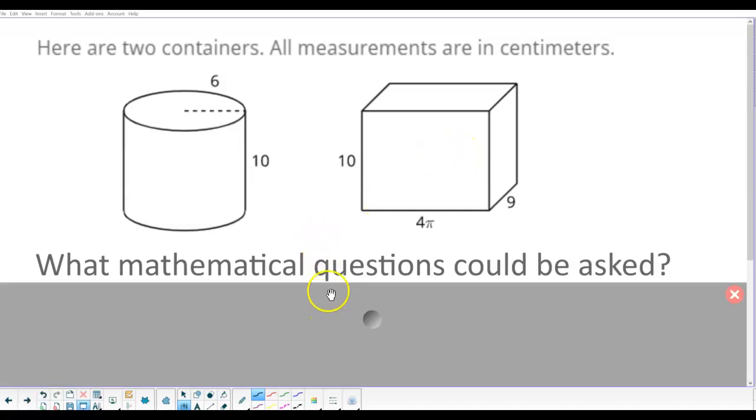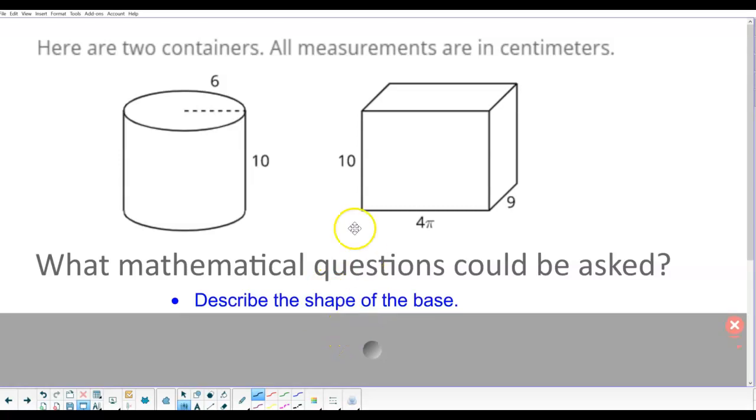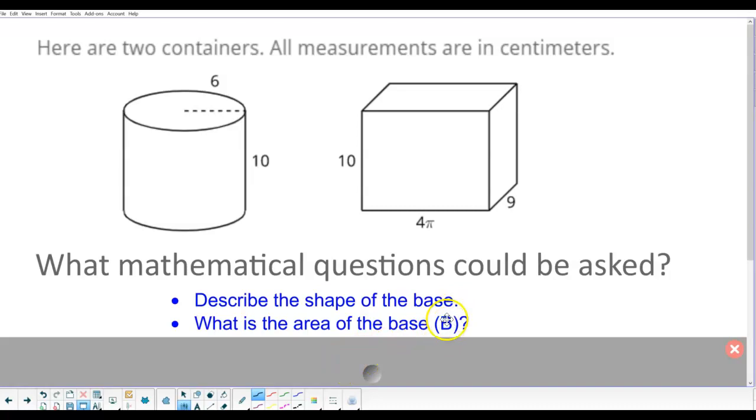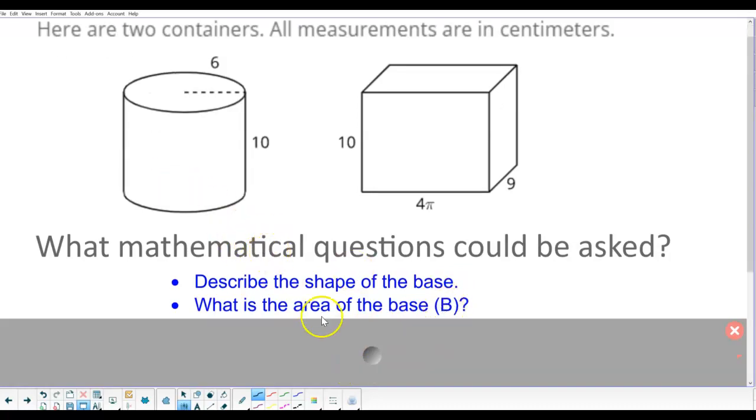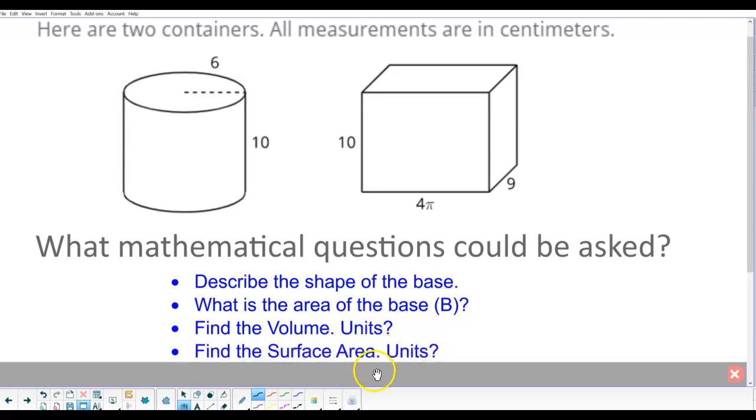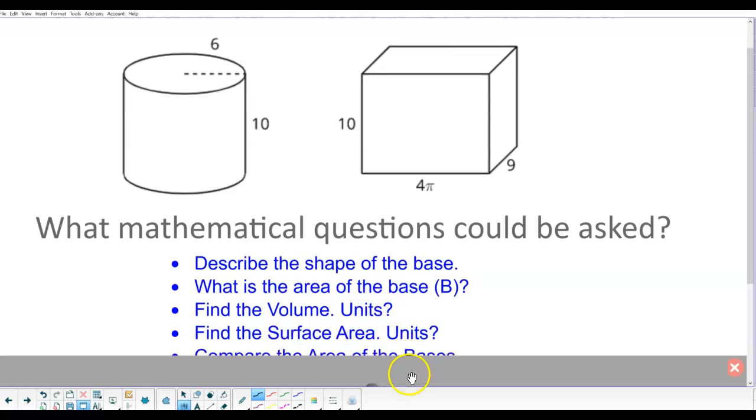So a couple questions that I came up with quickly is just describe the shape of the base. What is the area of the base? Notice how I used capital B to describe that. Find the volume. What are the units? Find the surface area. What are the units?